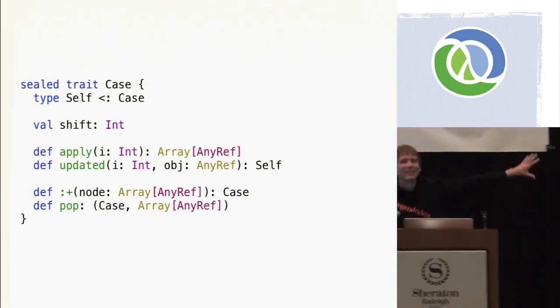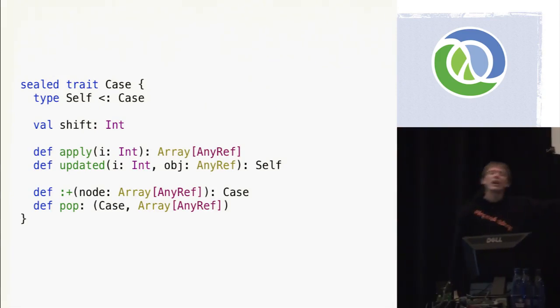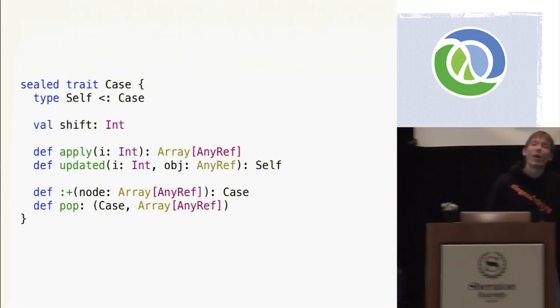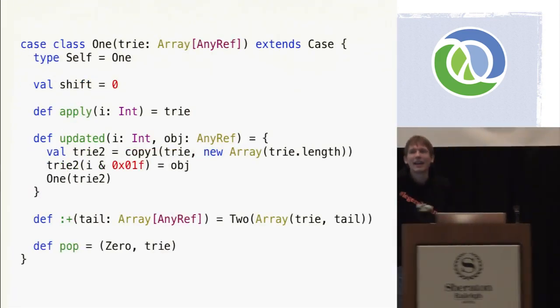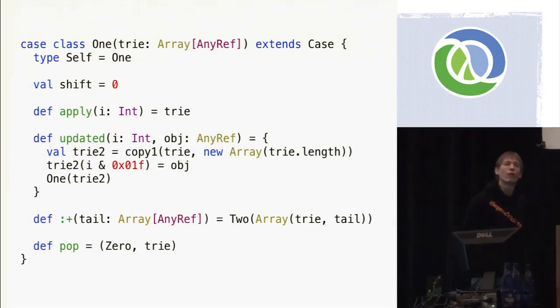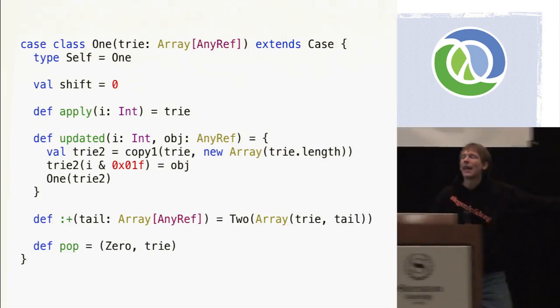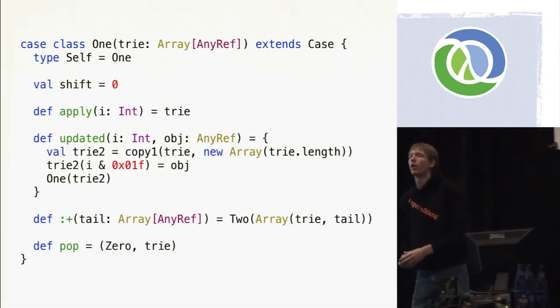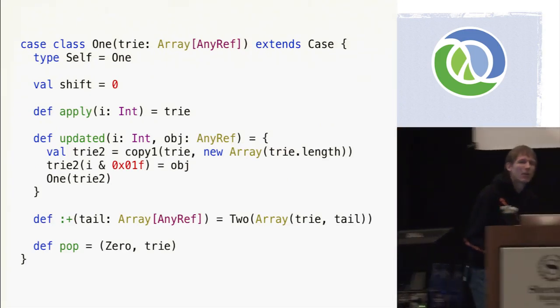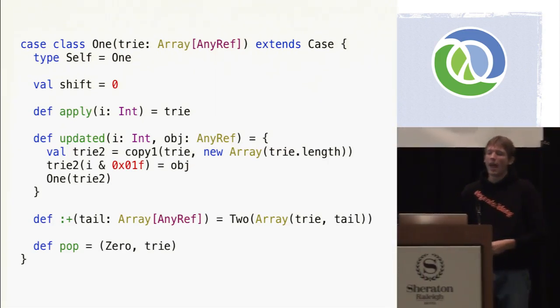Now, all of these different cases are pretty much exactly alike. So we're going to look at the one that fits on a slide. And that is the one case. This is our first level of nesting. And obviously, if we're looking up an index and when we're trying to find that endpoint array, every index is going to be in the same array because we only have one level of nesting.